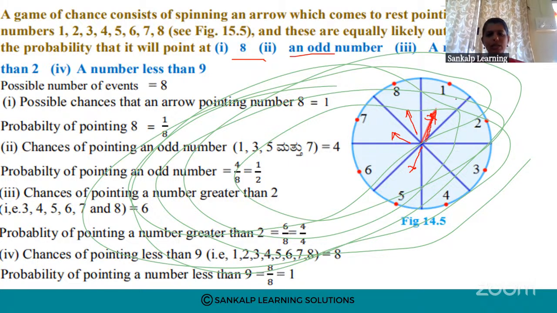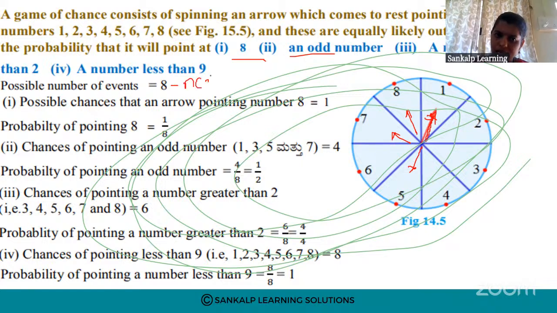See, first we can calculate the total number of events, that is n of s. How many total number of events is there? Total number of outcomes is 8, 1 to 8, right? So this is the possible number of outcomes, that is n of s. Possible chances that an arrow is pointing to number 8. ಎಷ್ಟು ಚಾನ್ಸ್ ಇದೆ? How many 8s are there? Only one 8 is there. ಹೌದಾ? ಮತ್ತೇನಾದ್ರೂ 8 ಇನ್ನೊಂದ್ ಕಡೆ ಇದೆನಾ? No, only one time it points 8. So that means the chance that an arrow is pointing to number 8 is 1.